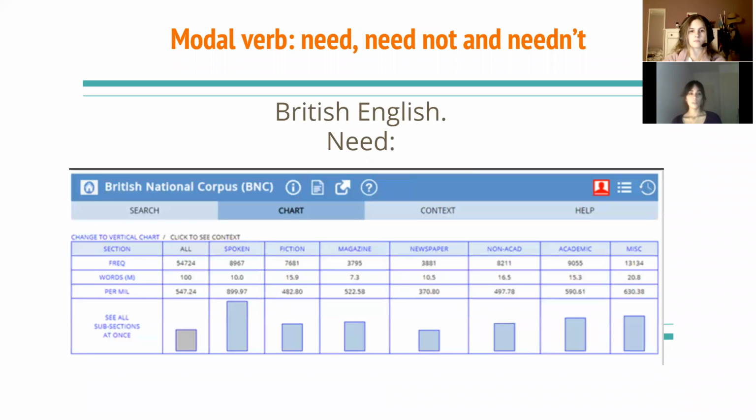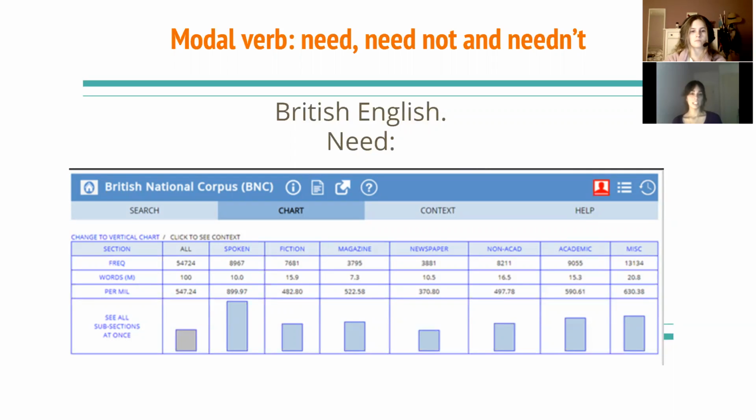So firstly, I was asked to search for the modal verb need and its negative counterparts, which are need not and needn't. I used the help of two corpora. The first one is the British National Corpus, for the example of British English, and the second one is the Corpus of Contemporary American English, obviously for the example of American English.